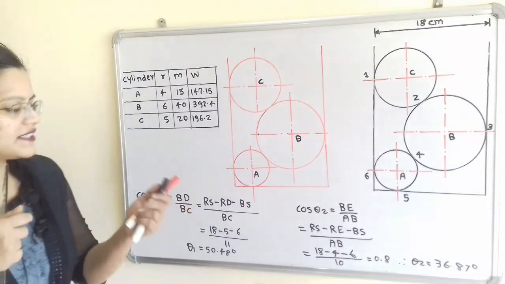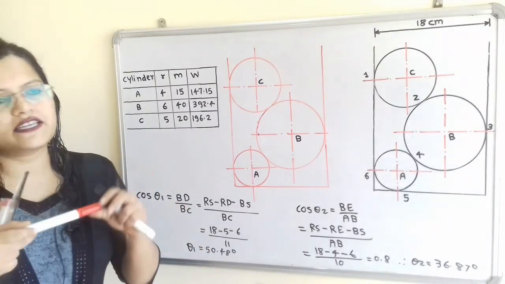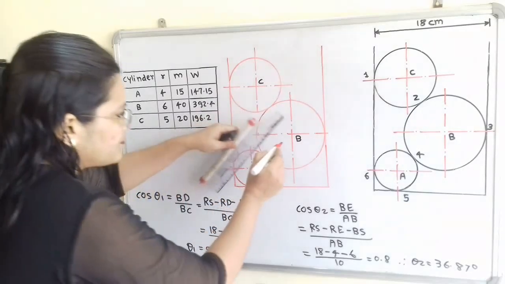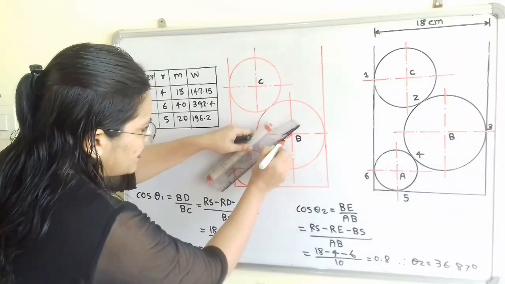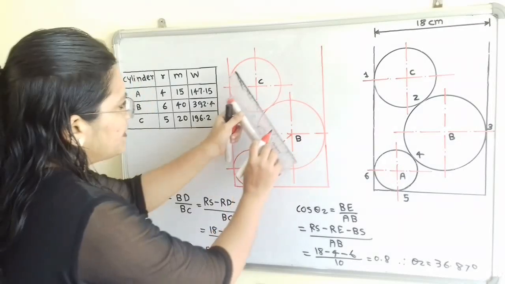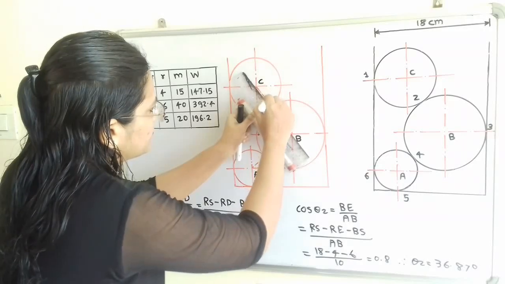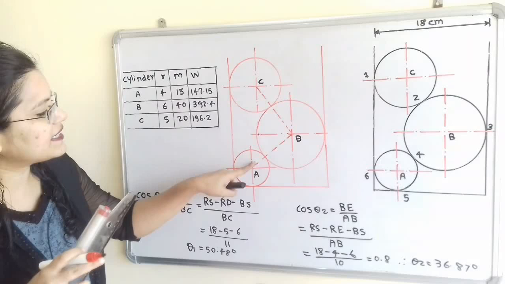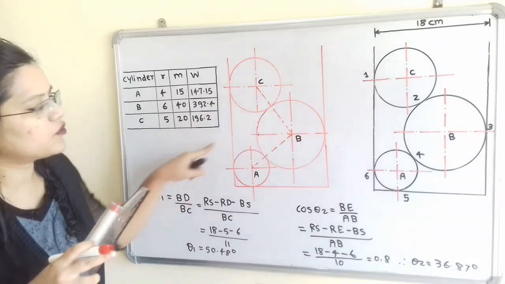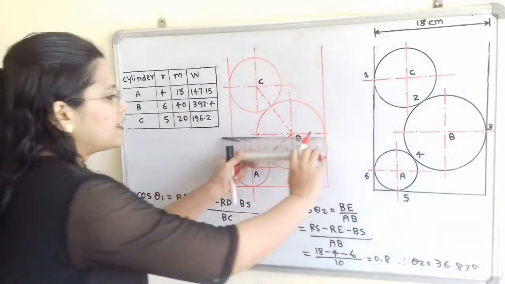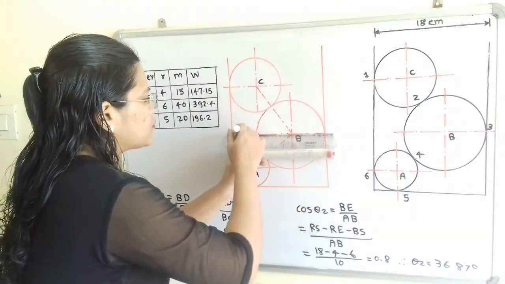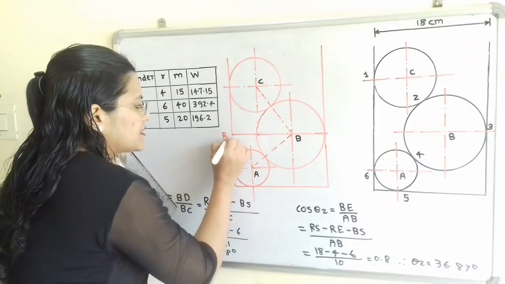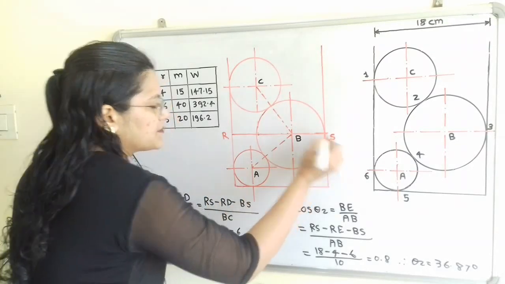Now if we join the centers of each cylinder, that is the centers A, B, C, with each other, here I will join the centers A to B and then B to C. Now we have to find out the angle of inclination of these lines with the horizontal. So I will draw one horizontal line passing through the point B. Here this is R and here is S.